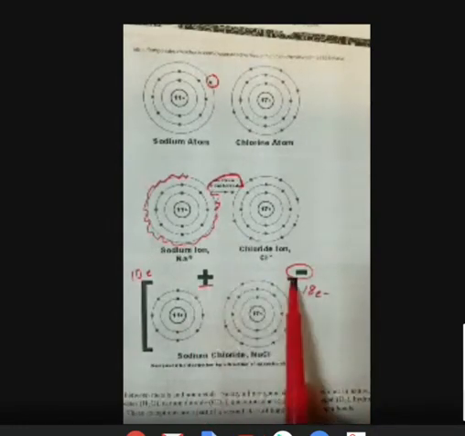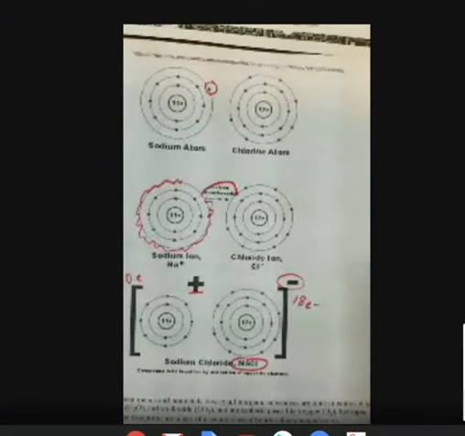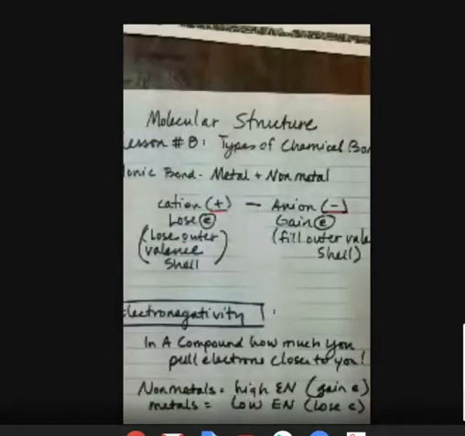And this positive and negative attraction is what we call an ionic bond. So this would form the ionic compound of sodium chloride. You can use this for any compound, any ionic compound.